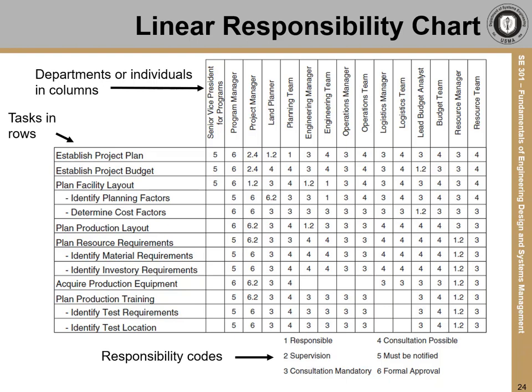Note that it is possible for a person to have multiple responsibilities for a given task, as shown by several cells having 2 numbers in them. It's also okay for cells to be empty if a person or team has no responsibility for a given task.